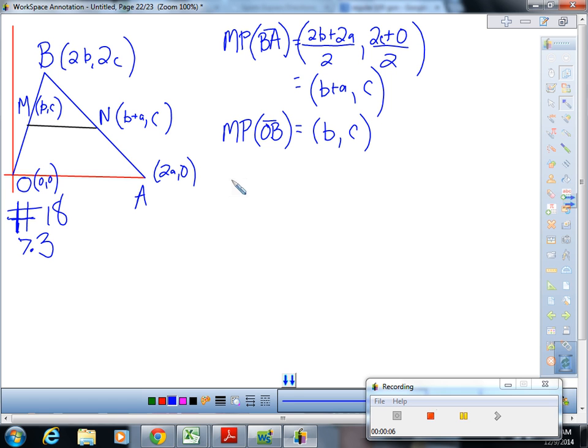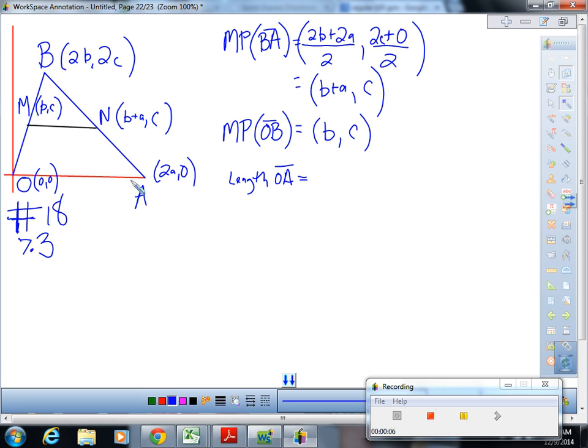Okay? So the length of OA, we don't know the distance formula yet. We do know the midpoint formula. You guys learned the distance formula last year in algebra, but I have not taught it to you this year in geometry, so I'm not going to use it. I don't need to use it on this proof. I can just use simple subtraction.